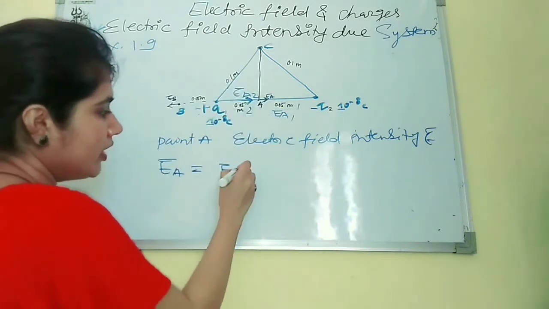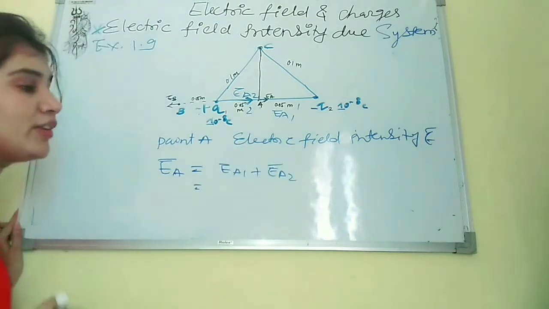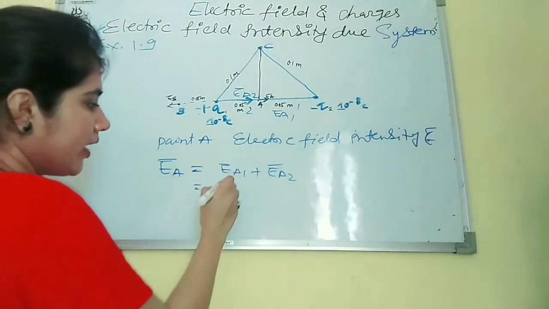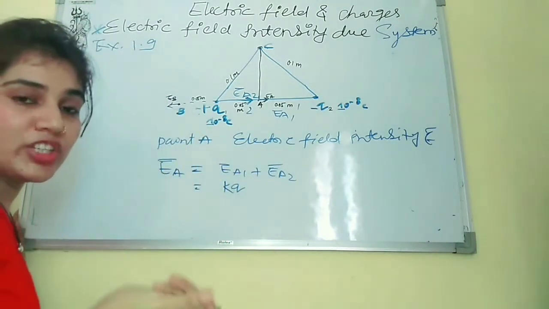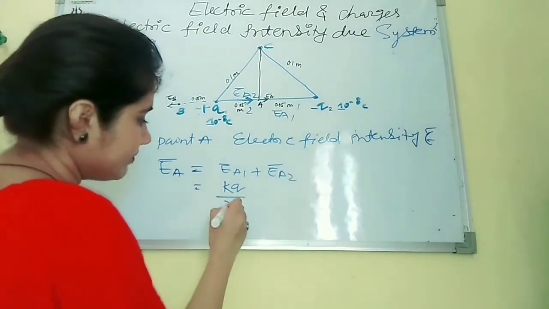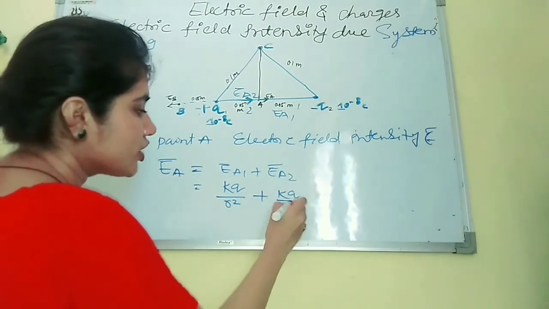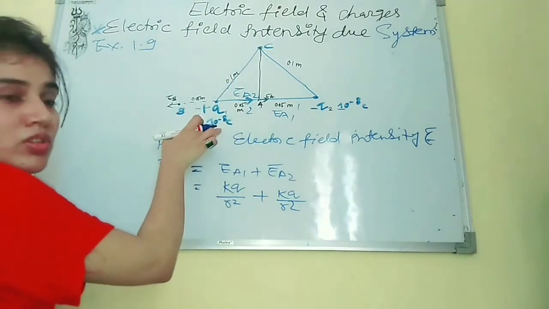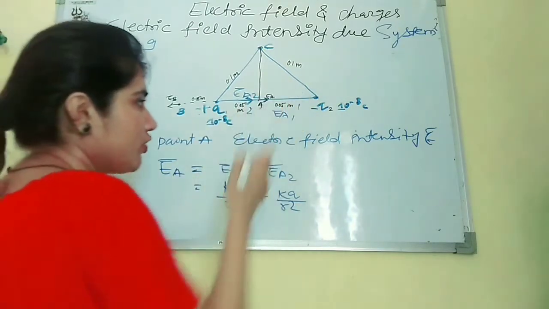So it will be the vector sum of both intensities. That will be EA1 plus EA2. Now we will put the value of EA1. That will be K into Q upon R square, the value which we have already seen, the electric field intensity due to a point charge. Plus KQ upon R square for the same, because the Q is the same here and the distance between the points is also the same, that is 0.05 meter.